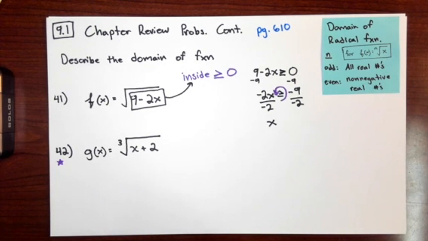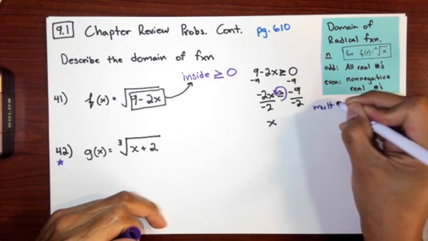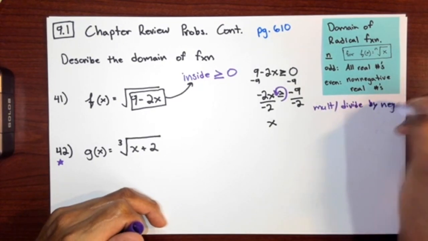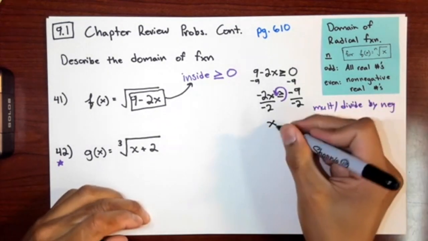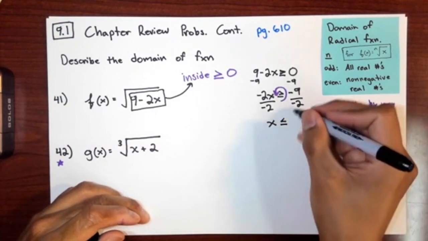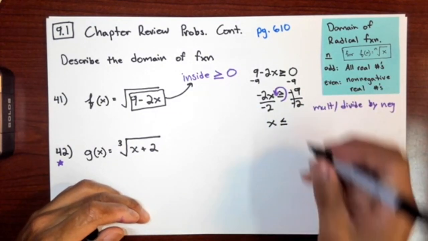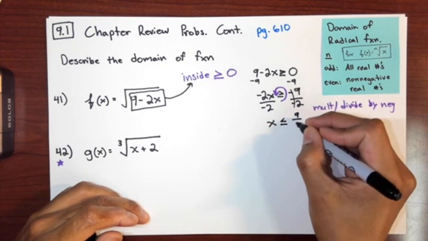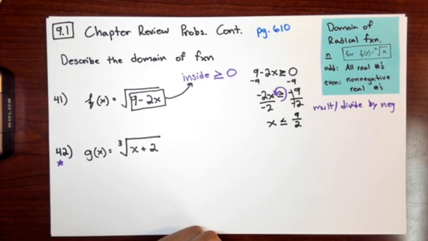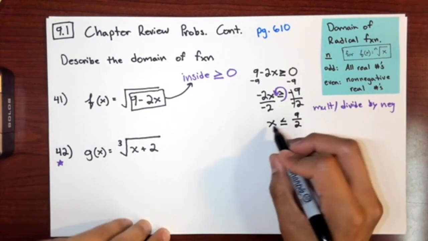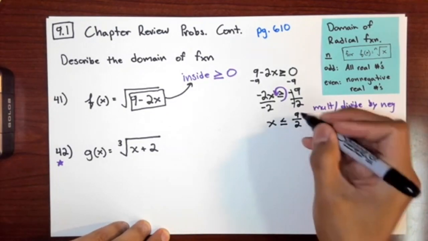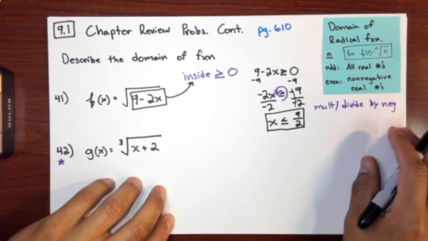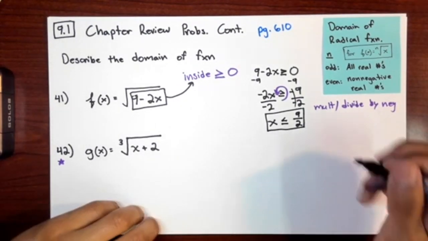We end up with x, and remember, when you multiply or divide by a negative, you have to flip the sign, okay? Because you multiplied or divided by a negative. And that's very, very important that you do that. You go ahead and you put this here. Now the negatives will cancel out, and then you end up with just 9 over 2, okay? So x is going to be less than or equal to 9 over 2. This is basically the domain, but remember that we always want to write it as interval notation.